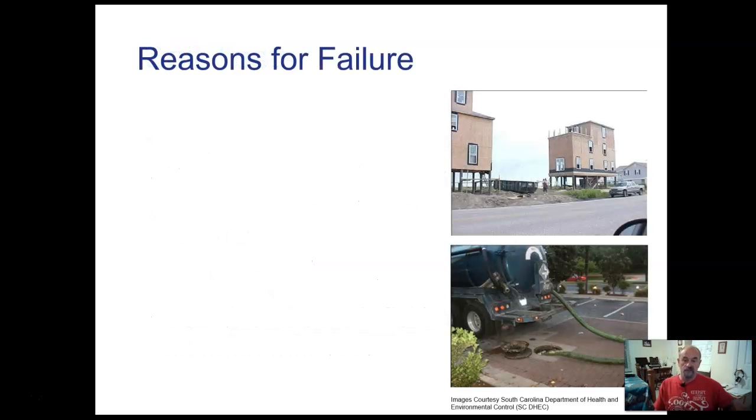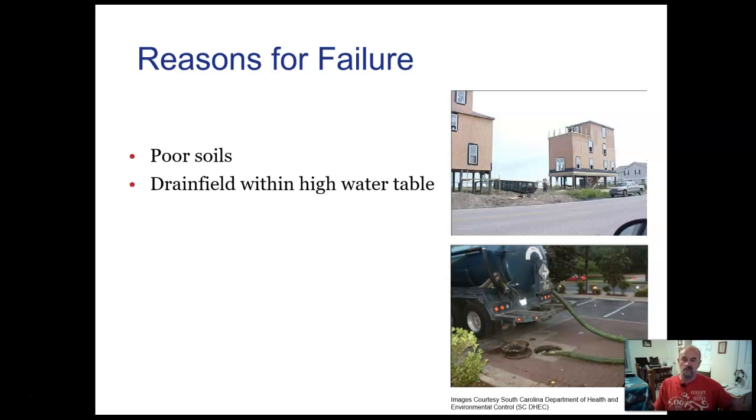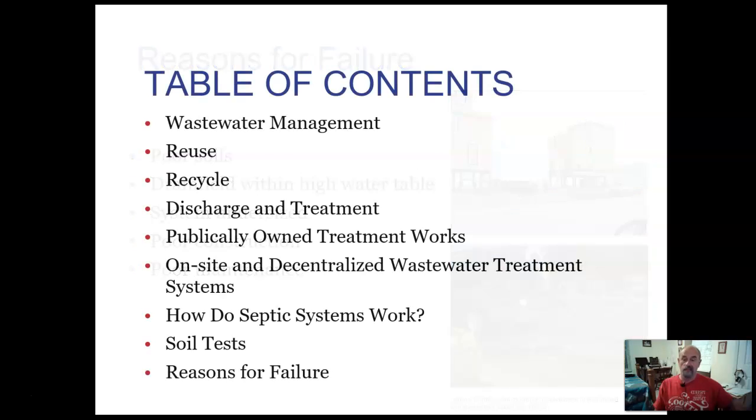The reasons for the failure, let's talk about a couple of those. The top picture shows a waterfront property with a high water table. This property is not suitable for a septic system at all. The ground is too wet all the time. Proper maintenance is essential in order to keep the on-site decentralized system working properly. The second picture shows a pump truck removing the sludge and scum from a commercial septic system. So the reasons for failure: poor soils, drain fields with high water tables, undersized systems, poor construction, and poor maintenance.